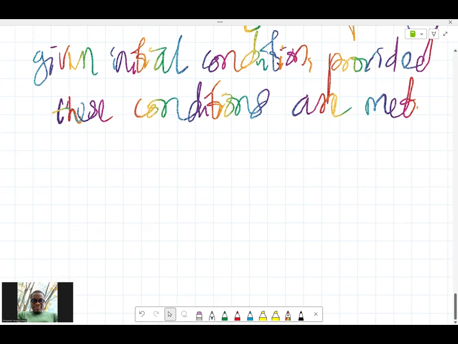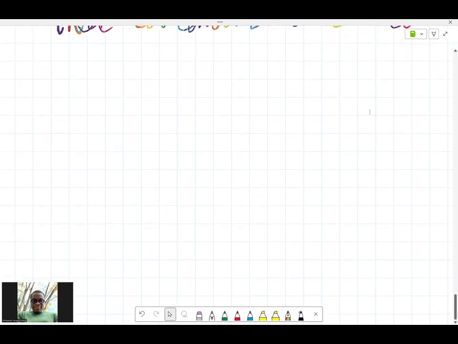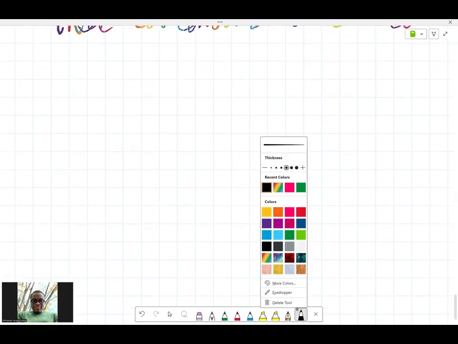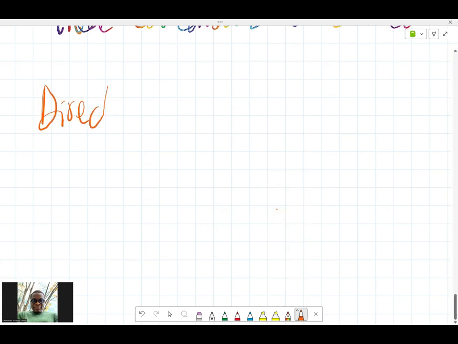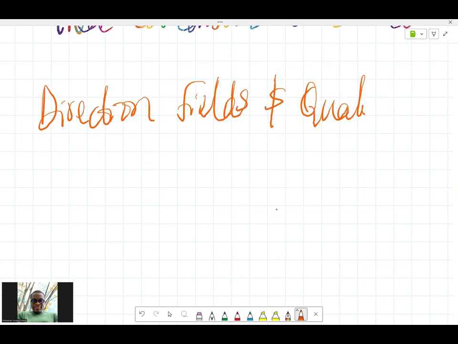So the last thing we'll be talking about here, is it really the last? Yeah, I think so, it's about the last thing here. I also want to switch at this point to this. Let's talk about direction fields and qualitative behavior of solutions.